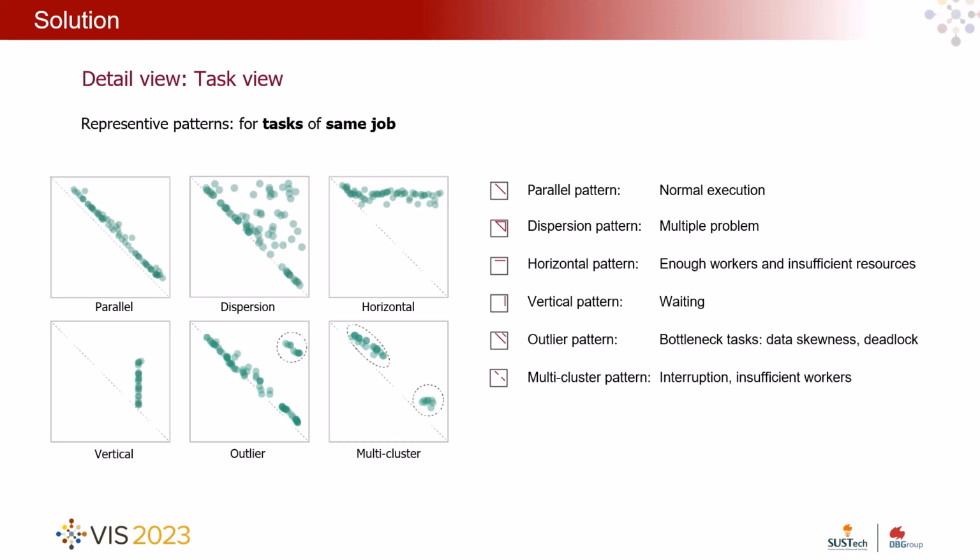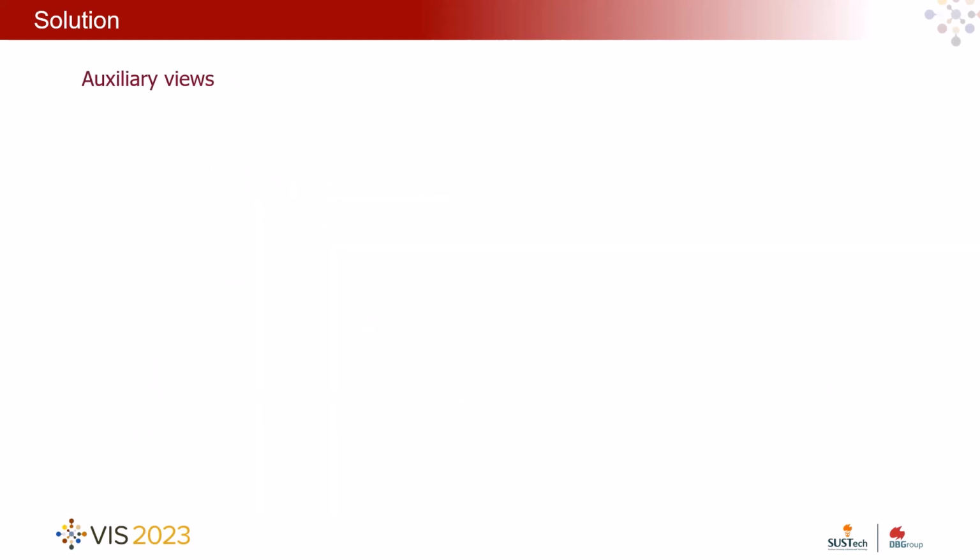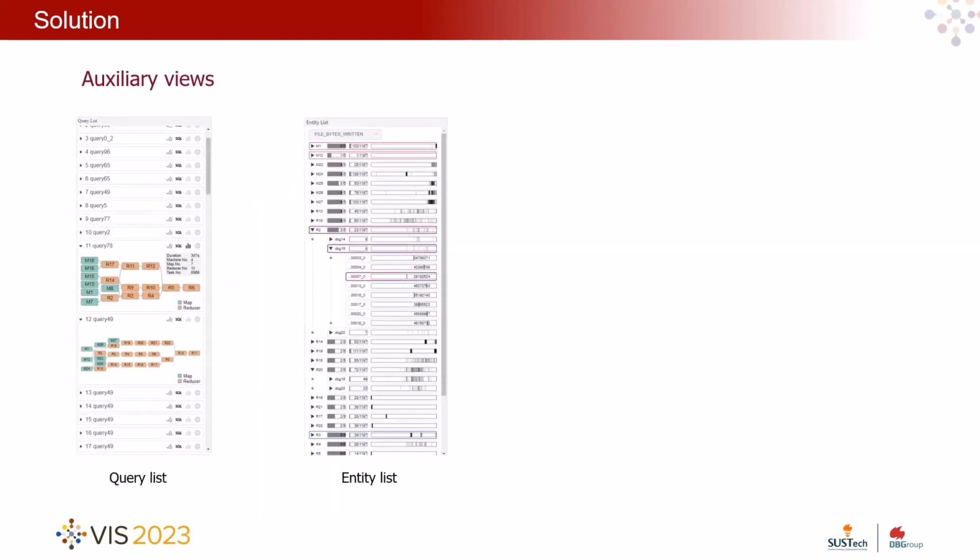Understanding these patterns aids in diagnosing and improving query execution. In our system, we have incorporated a task view that displays all tasks, designed to offer a comprehensive overview of all atomic tasks. Furthermore, we have implemented an individualized task view for each machine, allowing users to correlate the tasks with the specific machine. We have also included additional auxiliary views to enhance exploration, which we will not discuss in detail. We encourage our audience to explore the full details in our paper or on our project website.